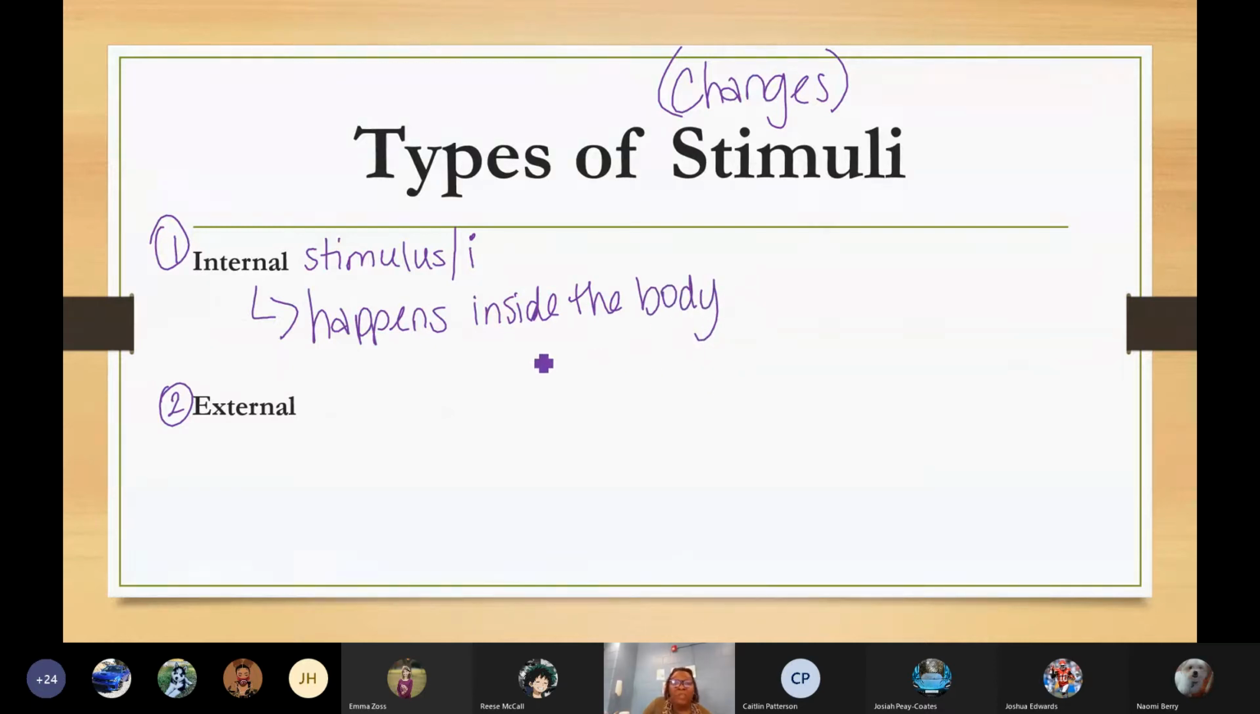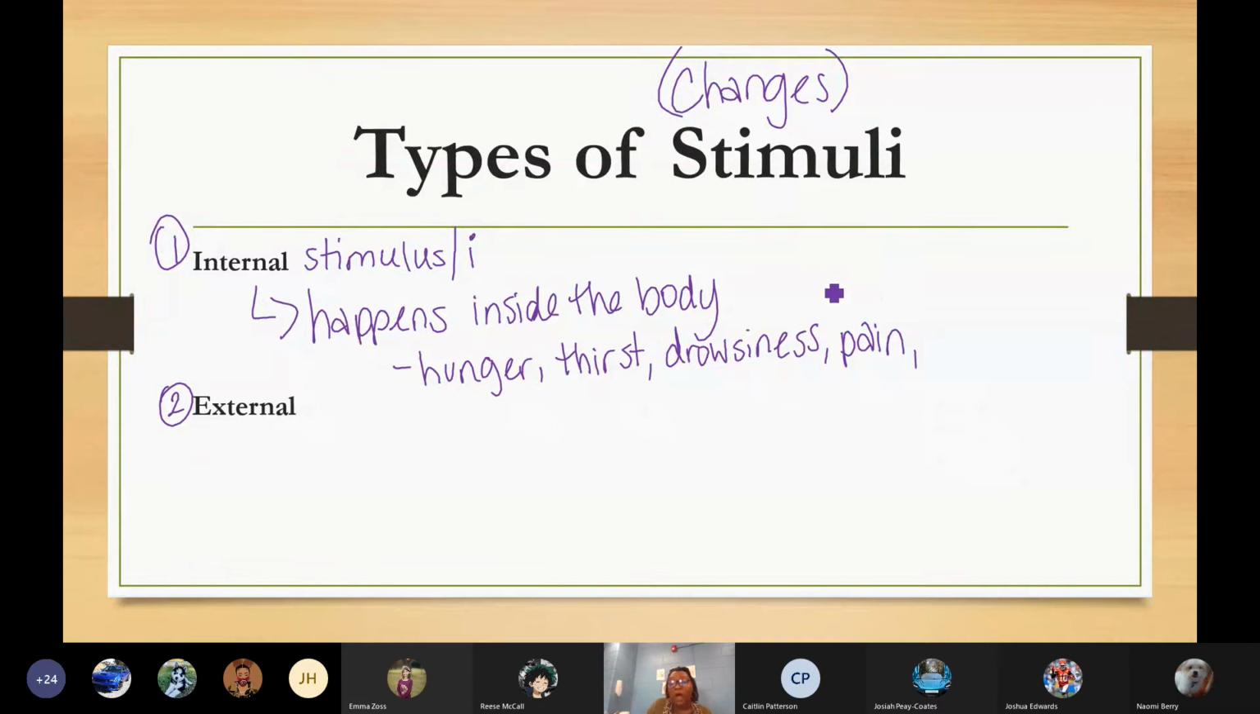Some examples of internal stimuli would be hunger, thirst, drowsiness or sleepiness, pain. When our body is in pain, it's trying to tell us, get some help, make me feel better.